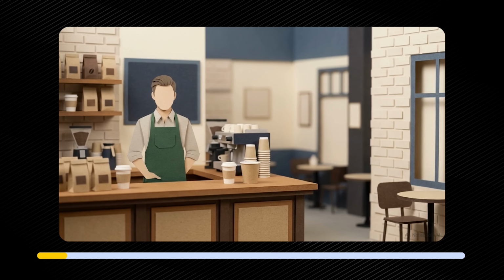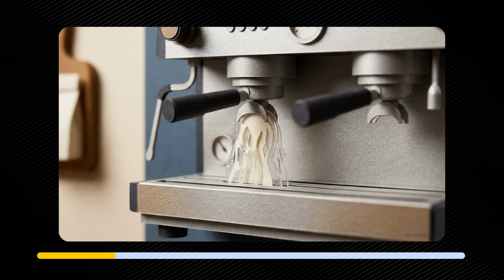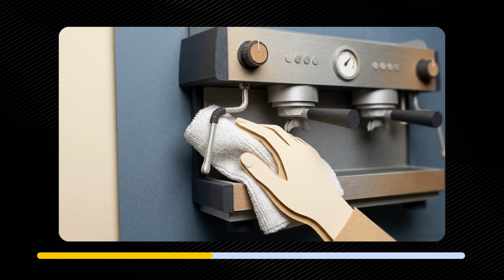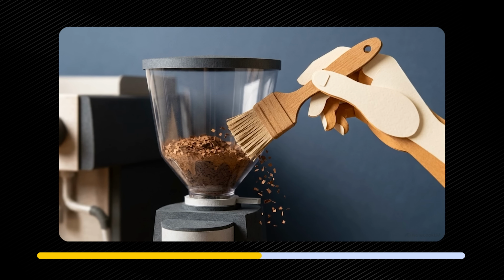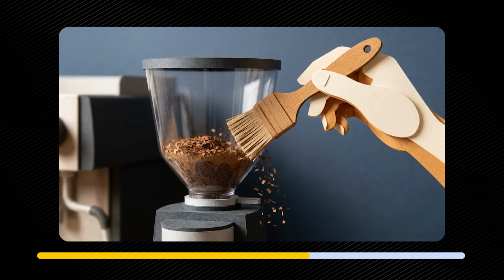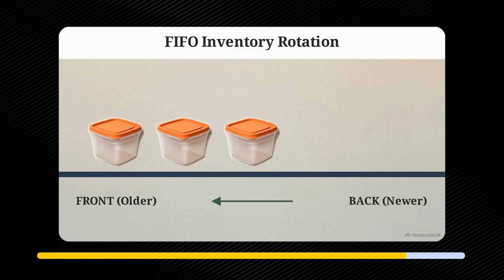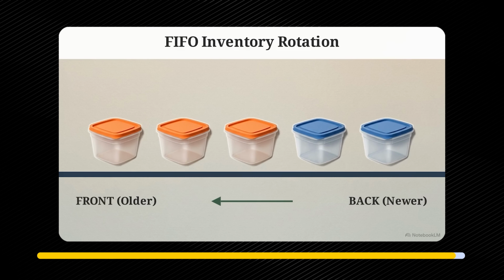With the doors locked, move to the bar. Backflush the espresso machine, soak the portafilters in baskets, purge and wipe the steam wands, and empty and clean the grinders according to the posted bar schedule. Next, secure the food inventory using the first in, first out, or FIFO method. Store incoming product behind older product.